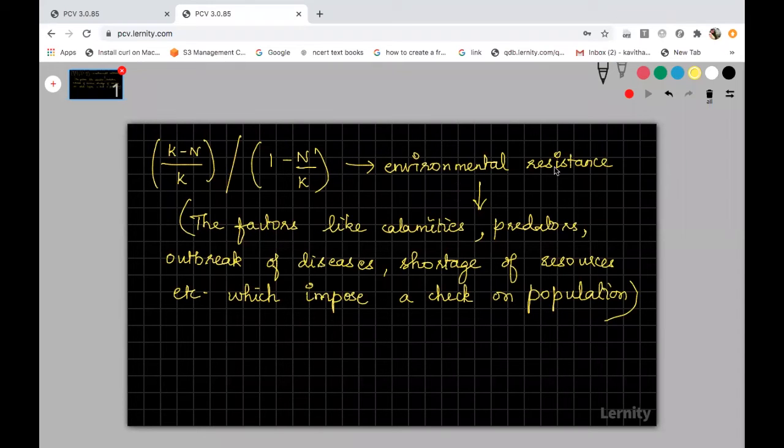So if they ask you to define environmental resistance, you can write this definition. The factors like calamities, meaning natural disasters like cyclone, flood, tsunami, landslide, earthquake, whatever it is. And then predators which are prevailing in the environment, outbreak of epidemic and pandemic diseases, shortage of resources. All these factors which impose a check on the population form the environmental resistance. And this environmental resistance can be represented as 1 - N/K or (K - N)/K.